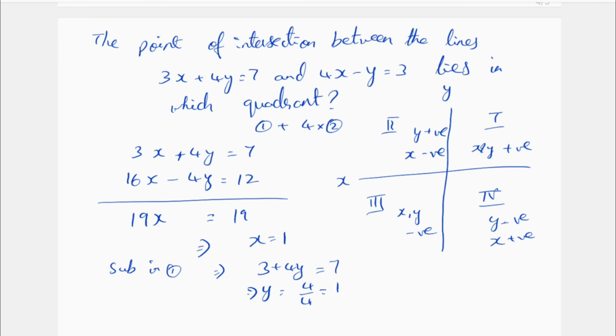So I have the point of intersection equal to (1, 1). Both are positive, so it must definitely lie in the first quadrant. When both are positive, the point is in the first quadrant.